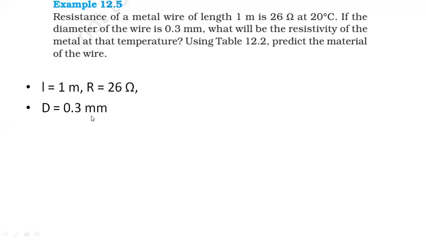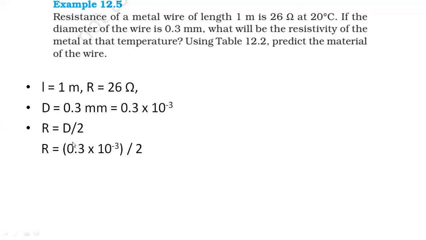Now D is 0.3 mm, but we do not use value generally in mm, that is millimeter. We have to convert it into meter. So it will become 0.3 into 10 to the power minus 3 meter, because m is milli. Now radius is equal to d by 2. Sorry, radius is equal to d by 2, that is radius is half of diameter. So our radius is becoming 0.3 into 10 to the power minus 3 divided by 2.